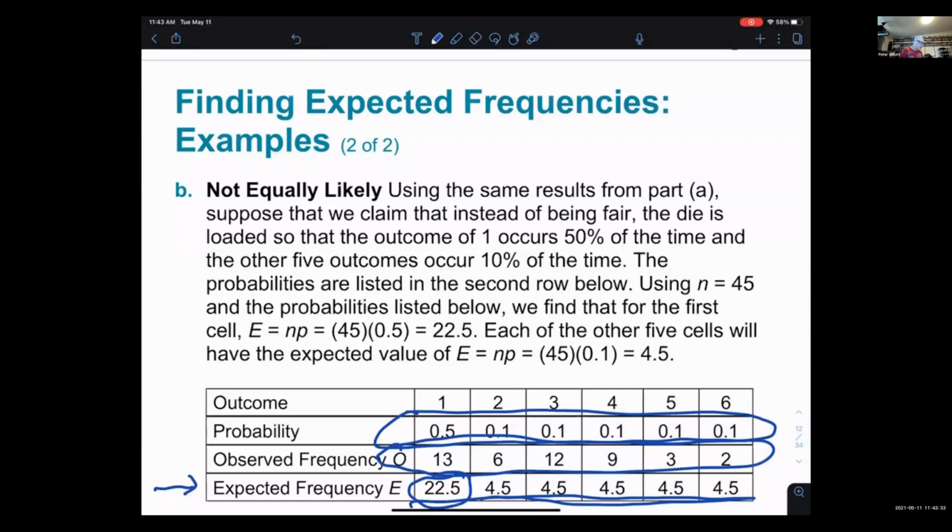So in this case, they're showing you the way you would get each of those expected frequencies is by multiplying the probability that that result would occur times how many times you made observations, and see how many you expected to get in each category. Okay.